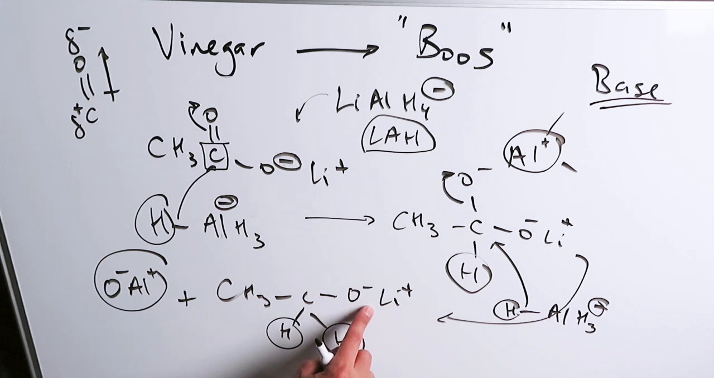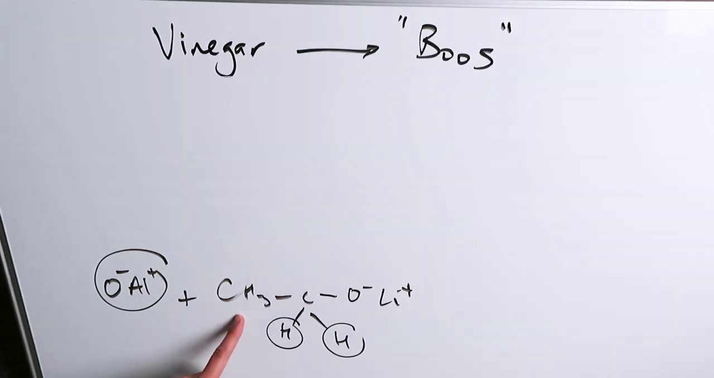Because we need to have an alcohol form. This has to become an OH. The last hydrogen will come from the reaction under acidic conditions. So this is where we've left off. We have CH3, CH2, and then oxygen lithium complex over here. We have oxygen aluminum complex, which has drifted off.